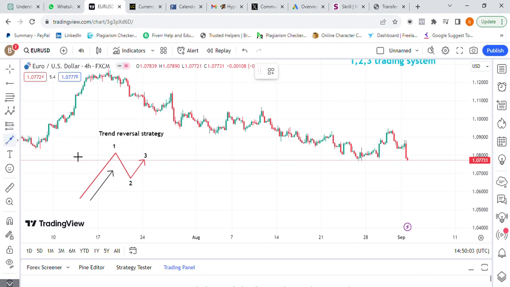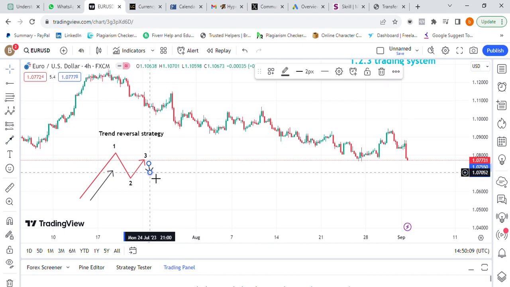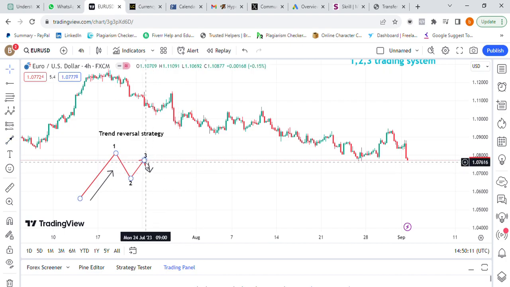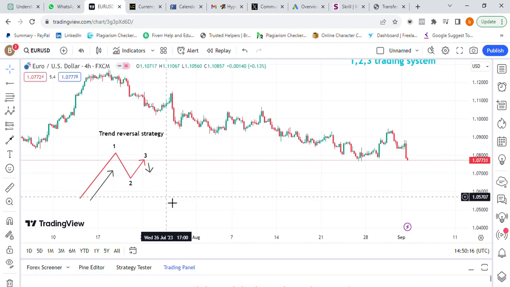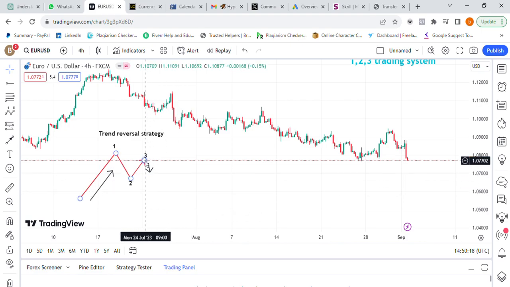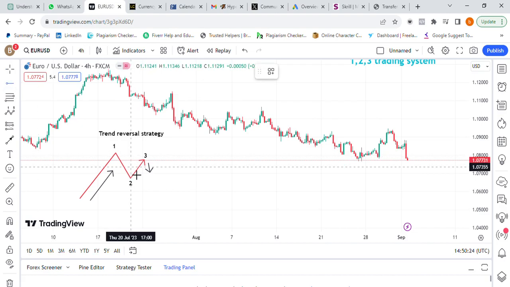Let's pick up a two from here. It starts coming a little bit down here. Now the market has started coming a little bit down. Once the market has made this high and it has started coming down, now this is your point of entry. This point two is the point of entry.